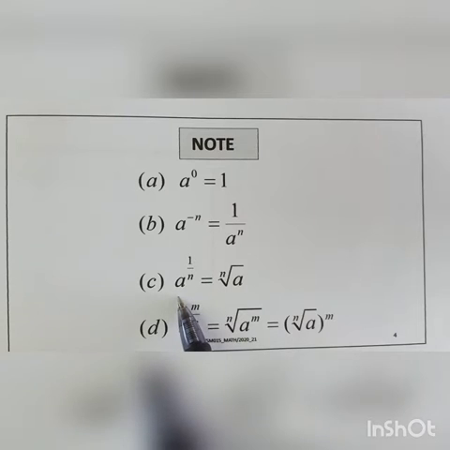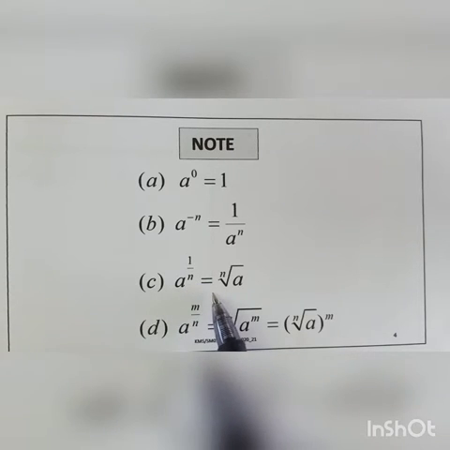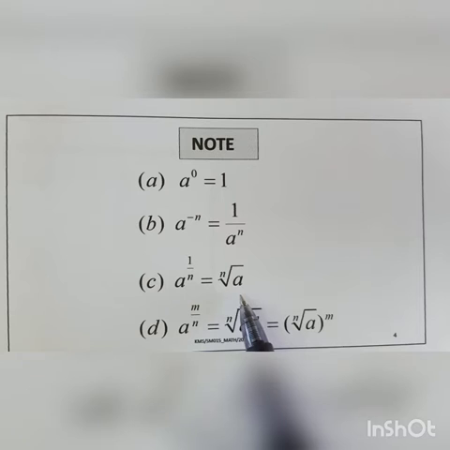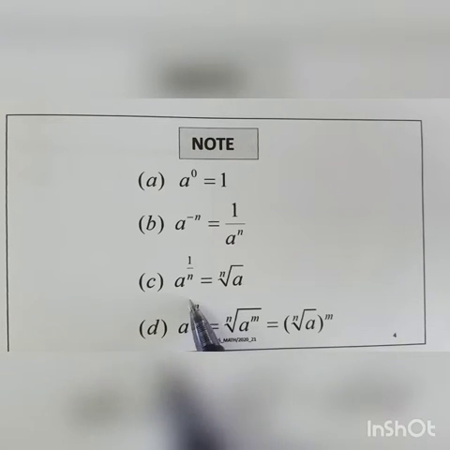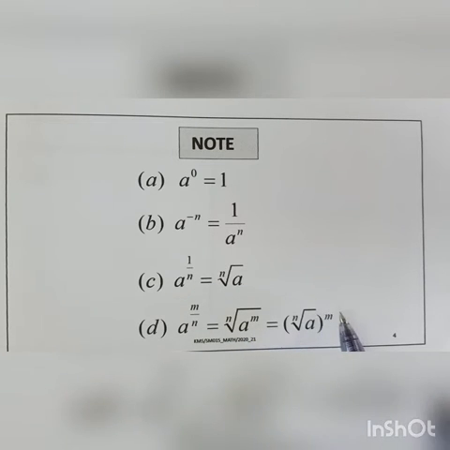A power of 1 over n is equal to the n-th root of a. So a power of m over n: m is going to be the power and n is going to be the power of the root. So this is equal to the n-th root of a power of m.